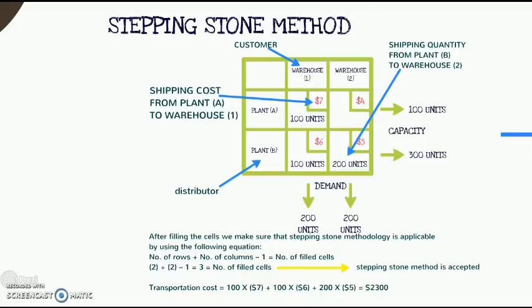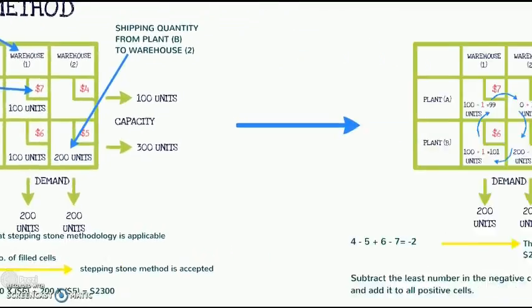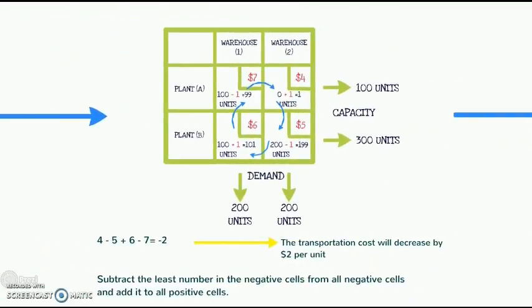After filling the cells we make sure that the stepping stone methodology is applicable by using the following equation. Number of rows plus number of columns minus 1 equals number of filled cells. 2 plus 2 minus 1 equals 3, which equals the number of filled cells. As a result, the stepping stone method is accepted. Transportation cost equals 100 by $7 plus 100 by $6 plus 200 by $5 equals $2,300.